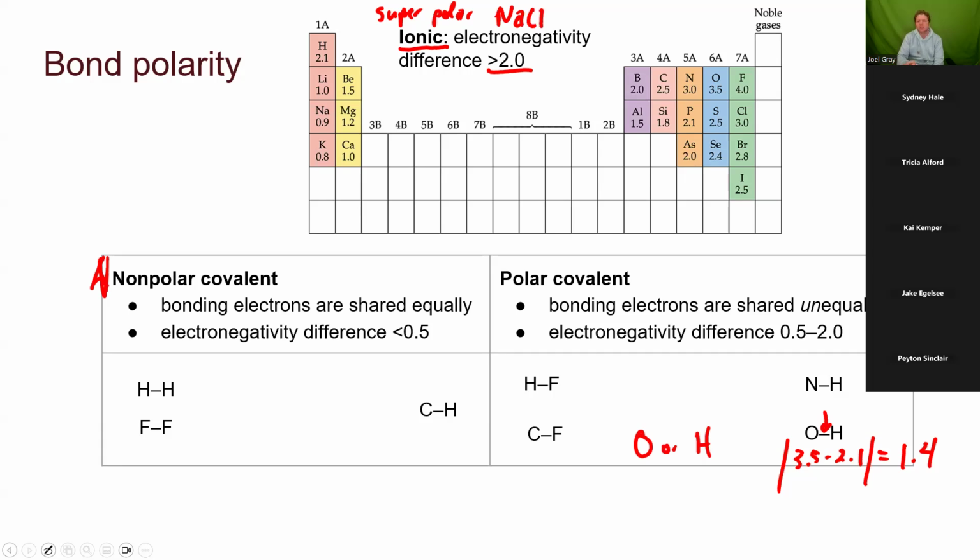Now let's check and make sure that that checks out. Na 0.9, Cl 3.0. So 0.9 minus 3.0, we're looking for an electronegativity difference of greater than 2. Not 2, but greater than 2. And that is 2.1. So does this check out?